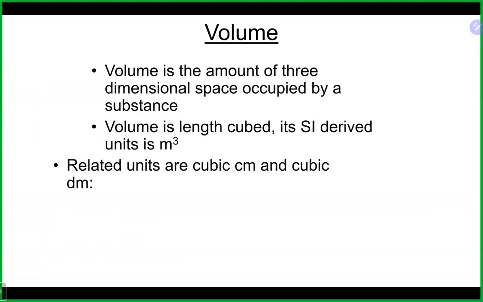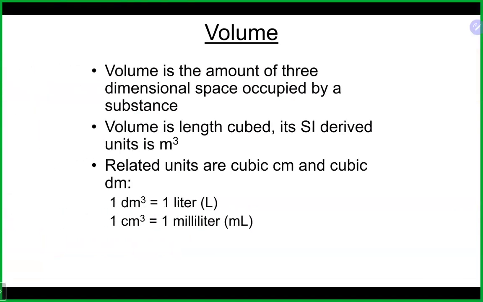So volume is the amount of three-dimensional space that is occupied by a substance. Volume is length cubed, and the SI unit is actually meters cubed. And 1 decimeter cubed is a liter.